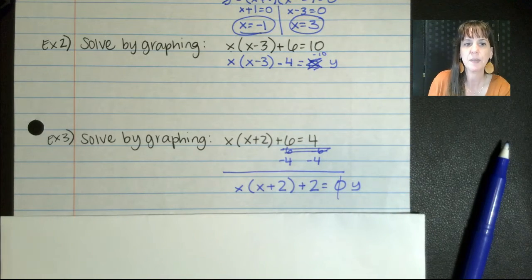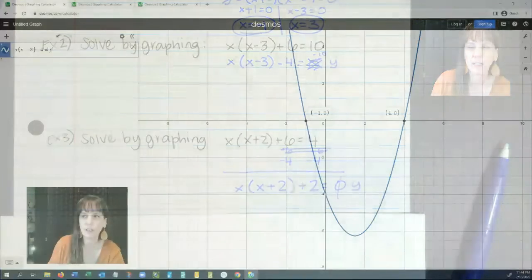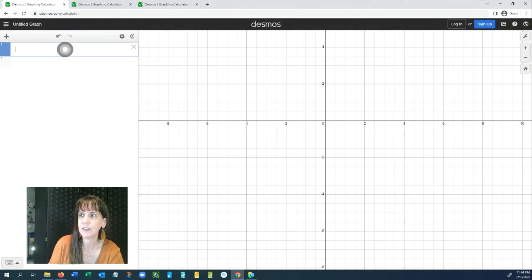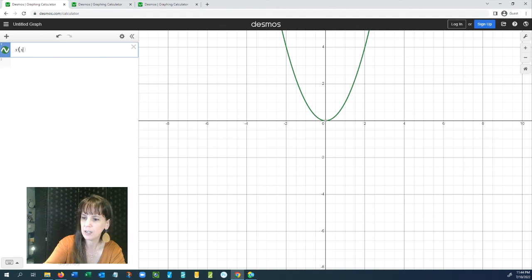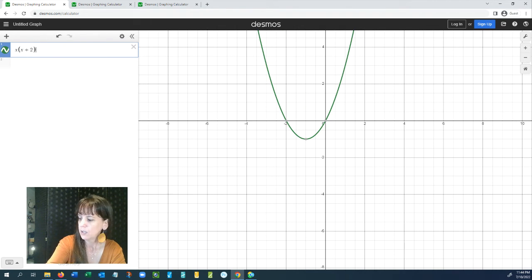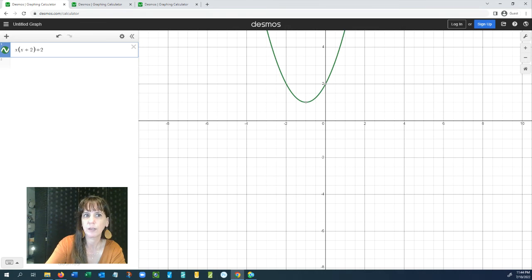So when I go to type this in, go ahead and x this out. Now, y equals quantity x plus 2 plus 2. Now I could put equals y if I wanted to. In this case, you'll see that it does not cross our x-axis. So this has no real solutions. It has two non-real or two imaginary or complex solutions, but no real solutions there.